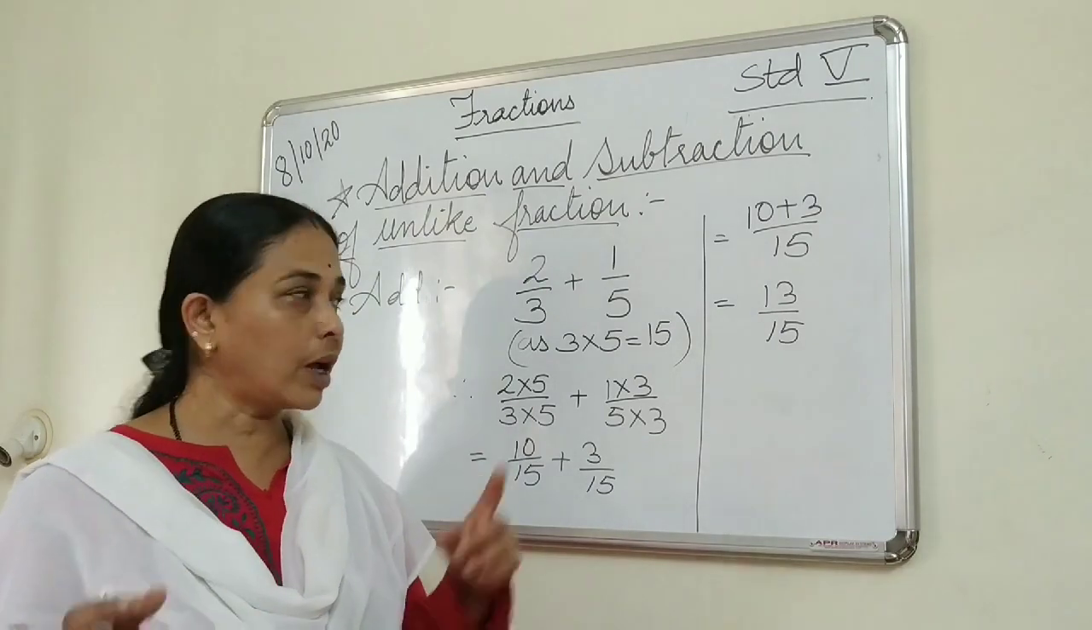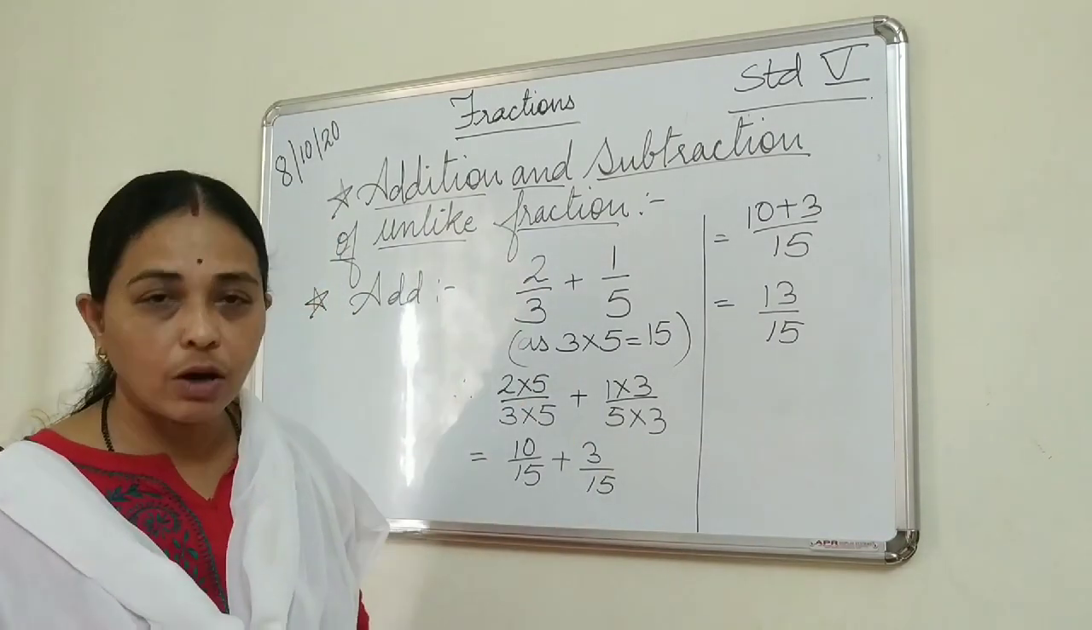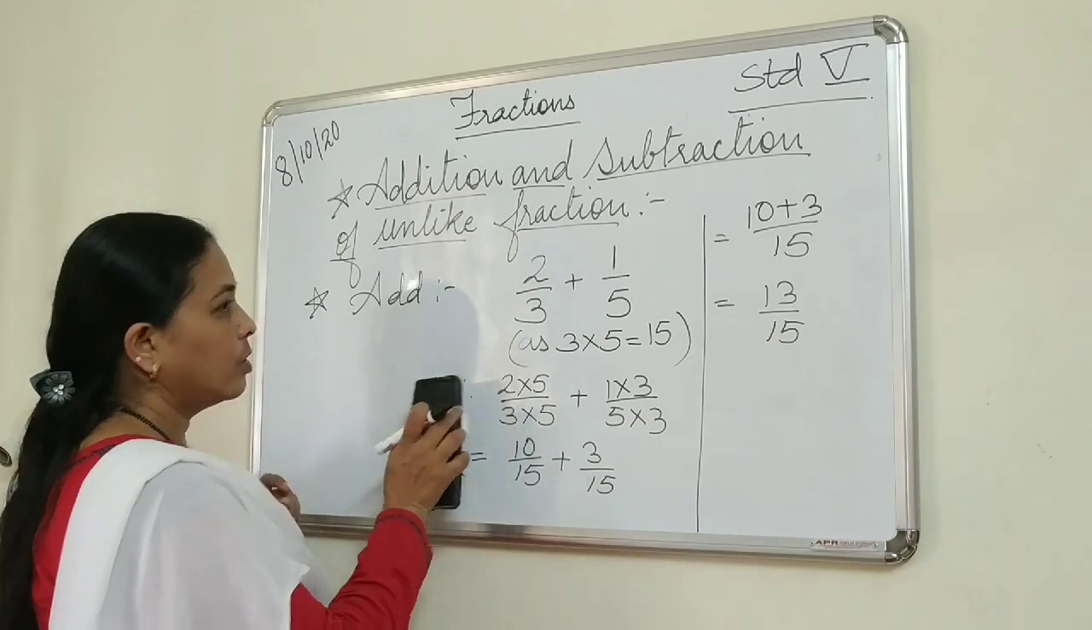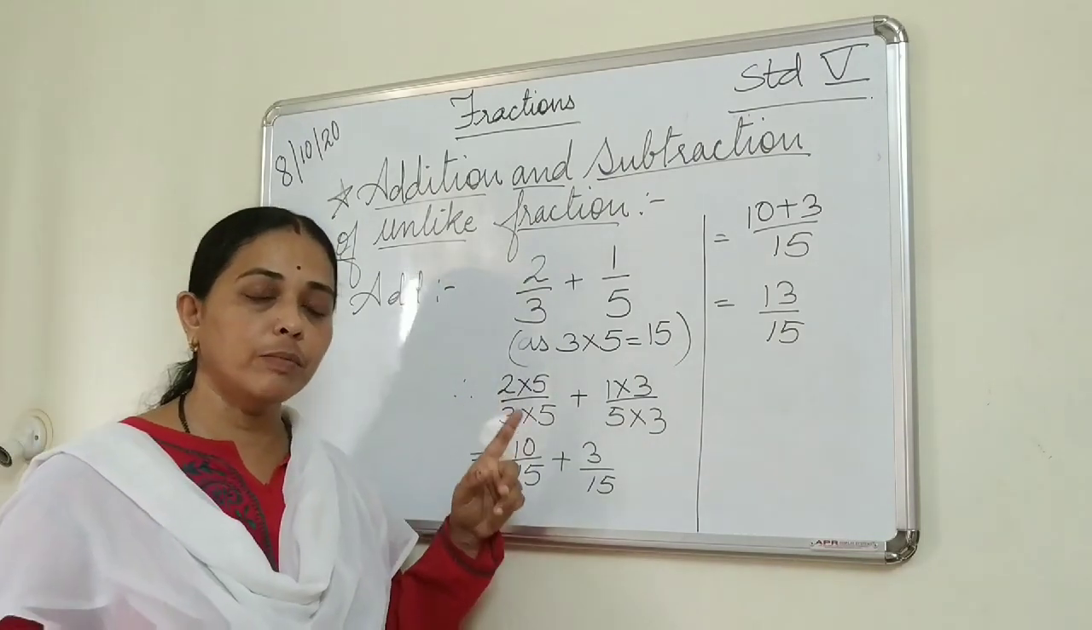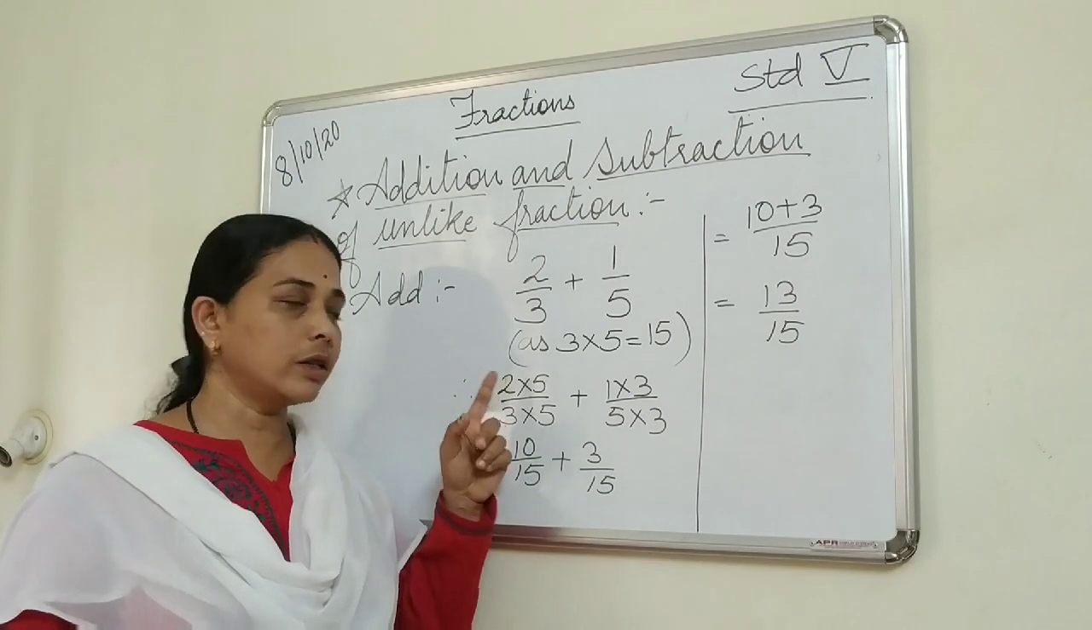Okay, one more example I will show you of this addition of unlike fractions. You will write down the same thing in your CW book, the previous one also and this also.